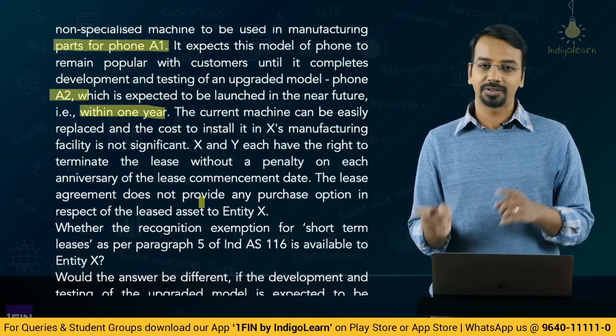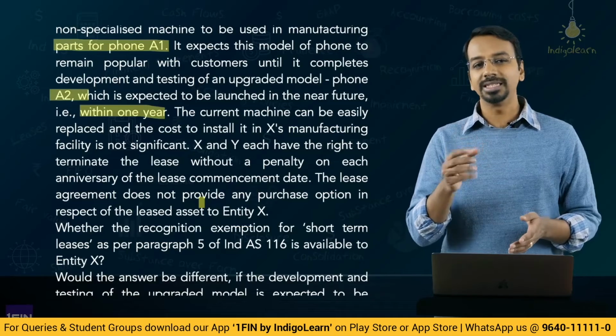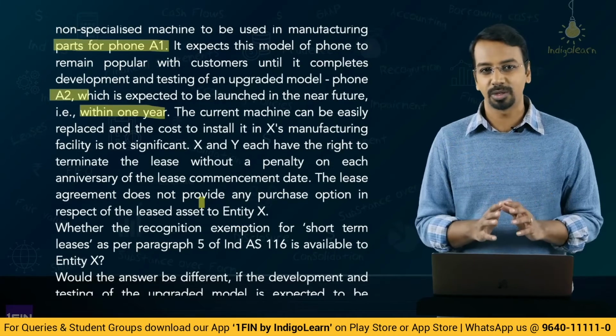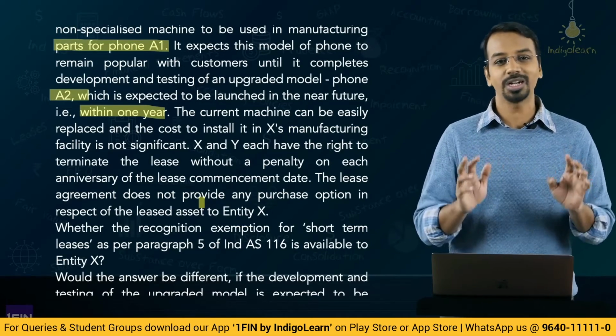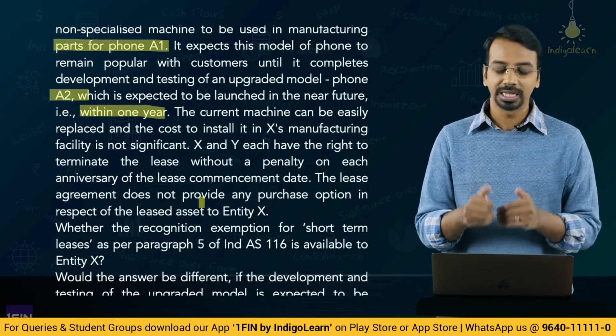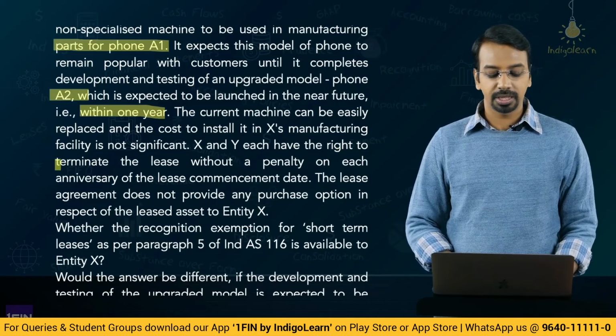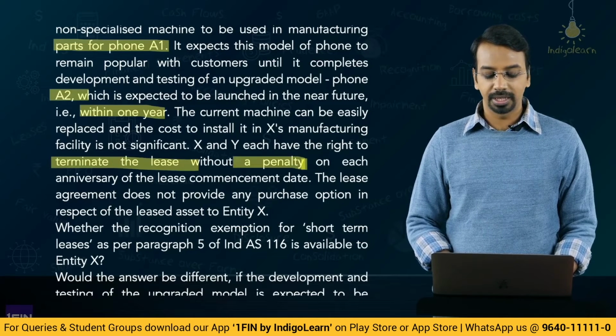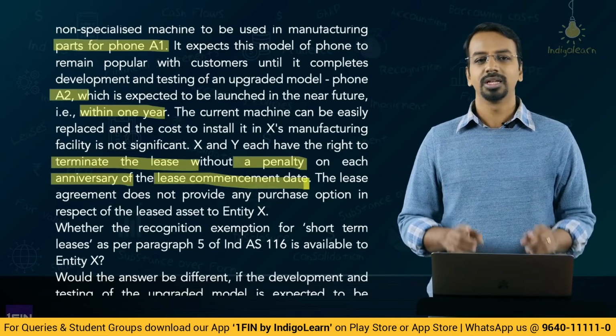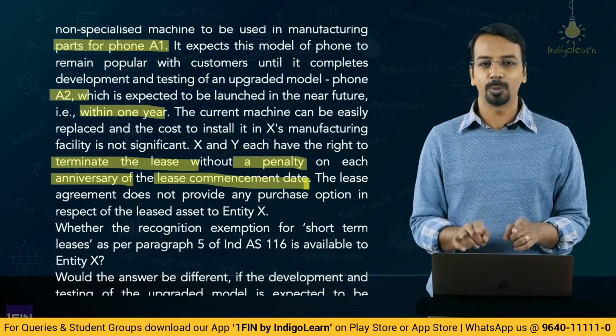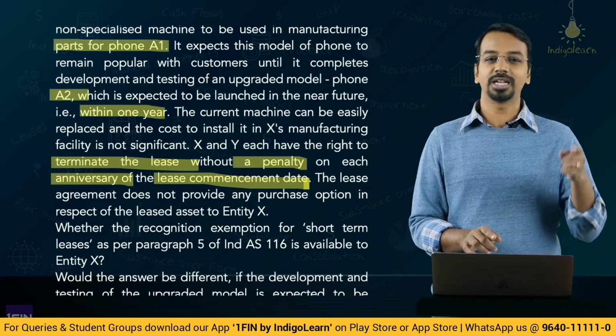So though we have taken a machine on lease, if you want you can easily replace it. Okay, there are many suppliers available maybe, and the cost to install is also not significant. So there is not much loss to the lessee as well. X and Y have the right to terminate the lease without a penalty on each anniversary of the lease commencement date. Now what does this mean? Let us say it commenced on 1st of January of year 1. The first anniversary comes on 1st of January of year 2.